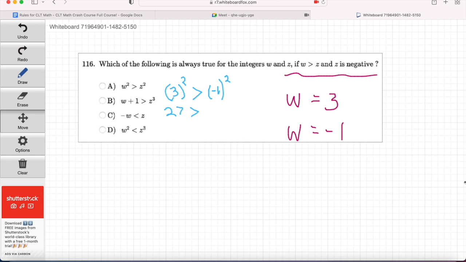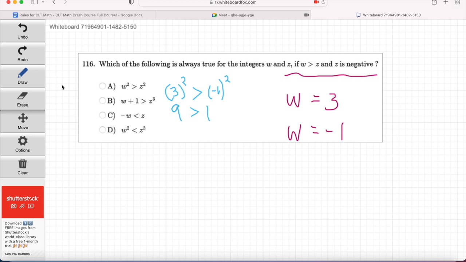So that is 3 to the power of 2 right here, right? Yep, I misread that. No problem. So that would be 9. There we go. Okay, true statement? Yes. All right, we'll keep it.